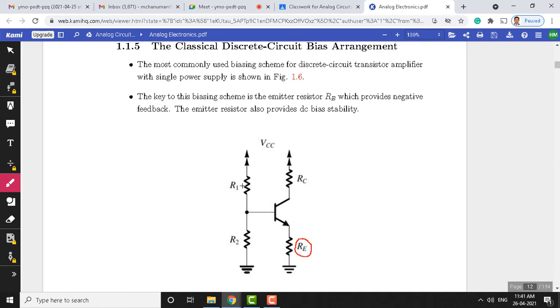Previously you have seen in conventional biasing schemes, in one circuit we have seen only RB, in another circuit we have seen 2 resistors. The same trend is continued here also, but the only extra element that is added here is a resistor at the emitter terminal. What is the advantage of adding a resistor at the emitter terminal? Any guesses?